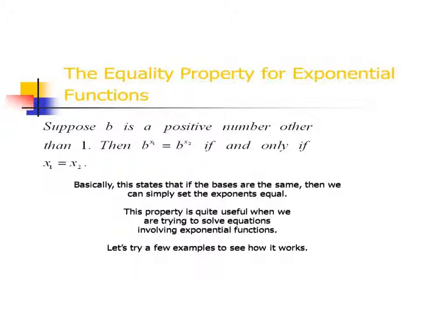So to solve exponential equations, we're going to use the equality property for exponential functions. If we have b as a positive number other than 1, b to the x sub 1 and b to the x sub 2 are only equal if the exponents are the same. So basically this states that if the bases are the same, we can simply set the exponents equal to each other. This property is quite useful when we're trying to solve equations involving exponential functions.